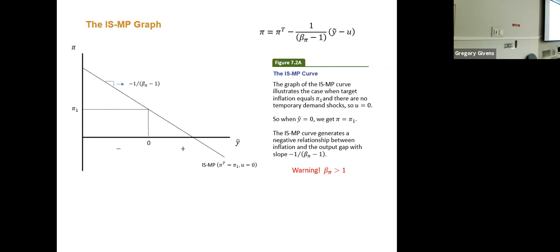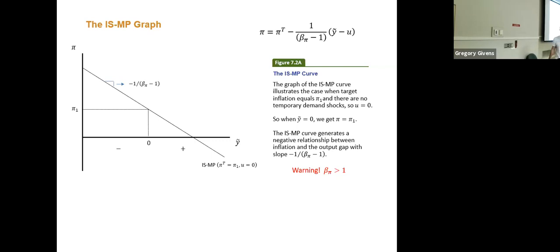Now, what happens to the output gap if the real interest rate goes up in the IS equation? It's negatively related to the real interest rate. So a higher real interest rate lowers the output gap. That's why the IS-MP curve has a negative slope. Higher inflation leads to higher nominal interest rates. And because beta pi is bigger than 1, it leads to higher real interest rates, which should lower the output gap in the IS equation.